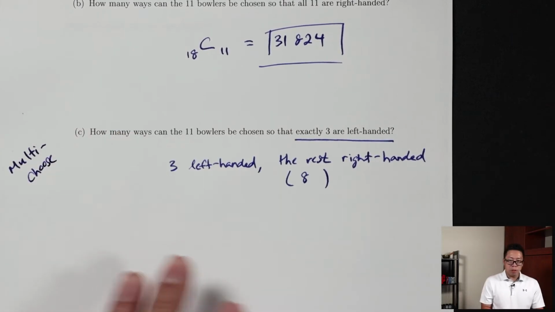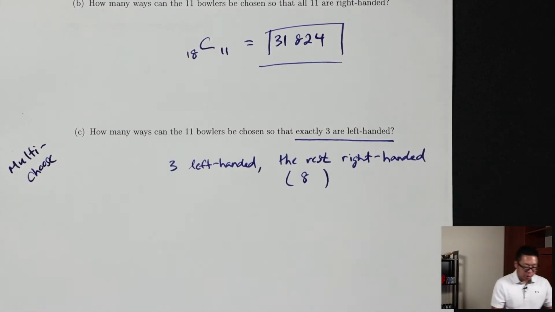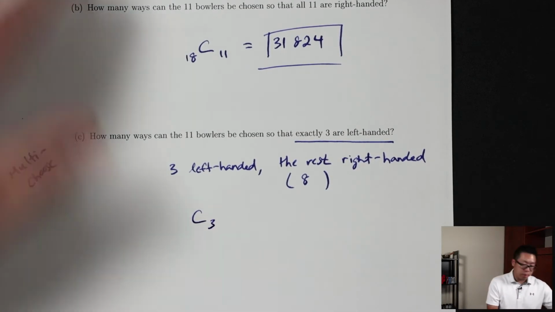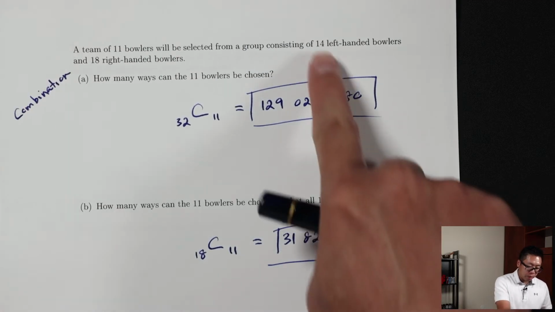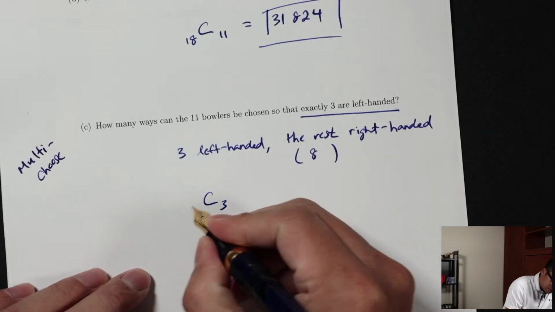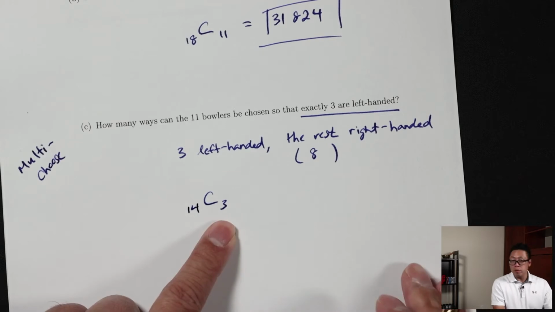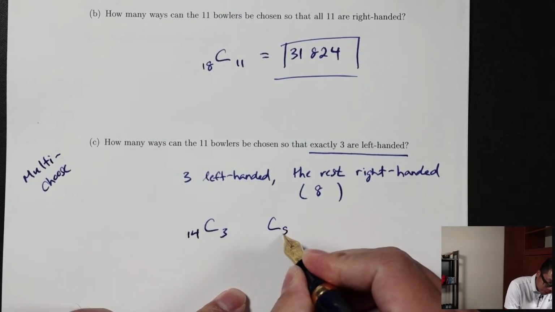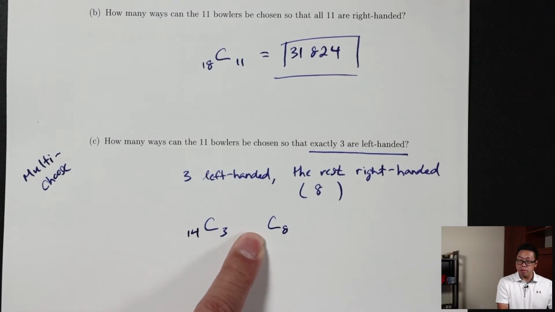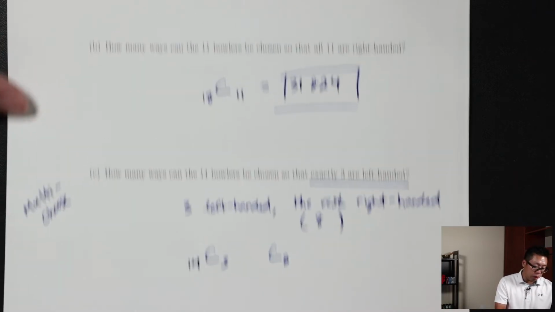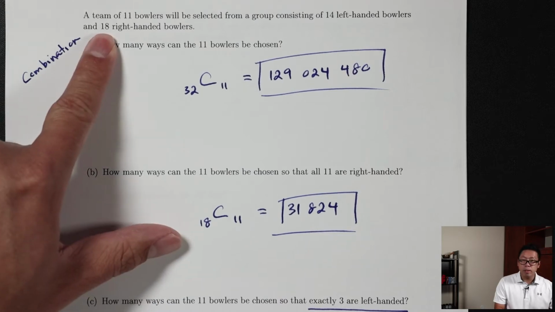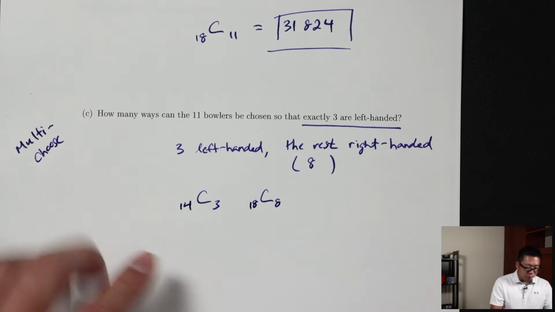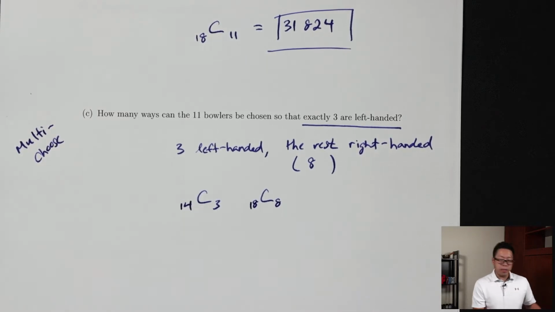So we're going to have something choose something and then something choose something. For my left-handed, I'm going to choose 3 from the left-handed group. So how many left-handed do I have? 14. So 14 choose 3 will give me my left-handed bowlers. And then I want 8 from the right-handed group. So how many right-handed do I have? 18. So 14 choose 3 and then 18 choose 8.